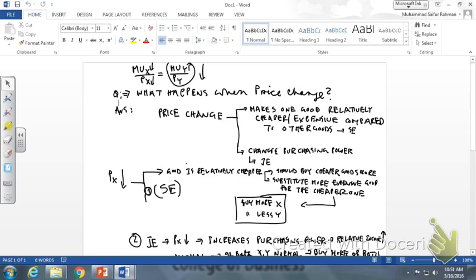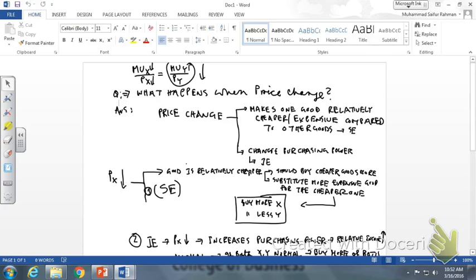This relative price change is called the substitution effect. The substitution effect is a very simple process. It tells us that if a good becomes relatively cheaper, you buy more of that good. If a good becomes relatively more expensive, you buy less of that good. Very simple idea. Something becomes more expensive, you buy less of that. Something becomes less expensive, you buy more of that.